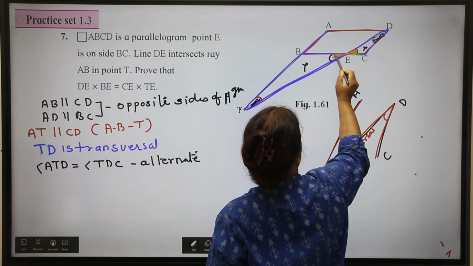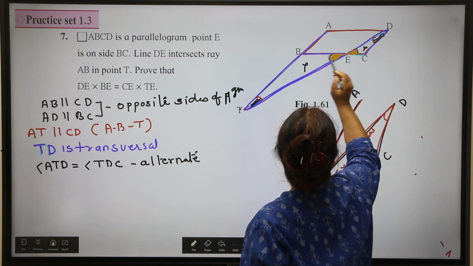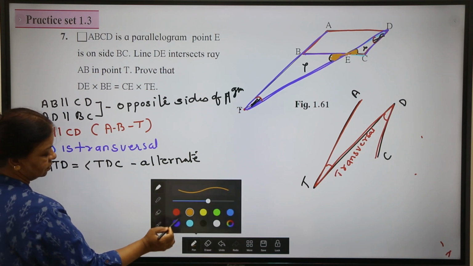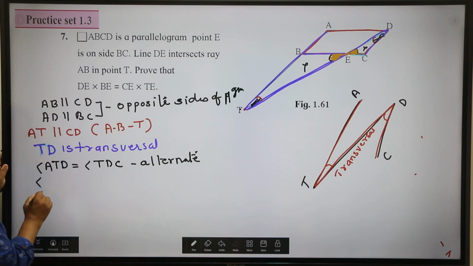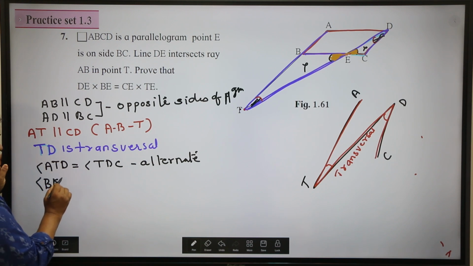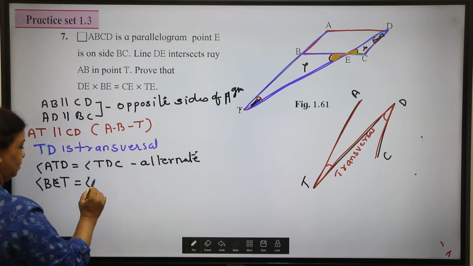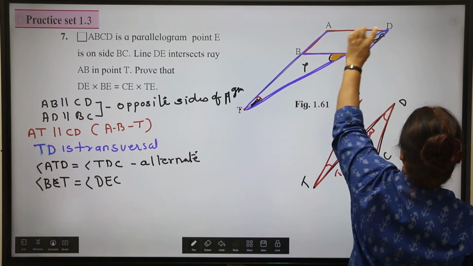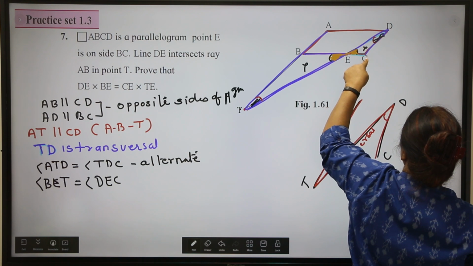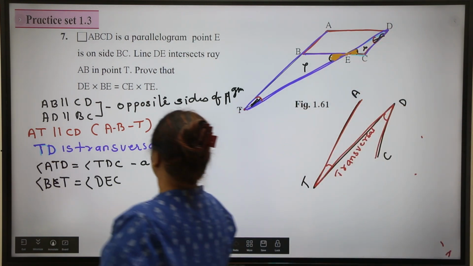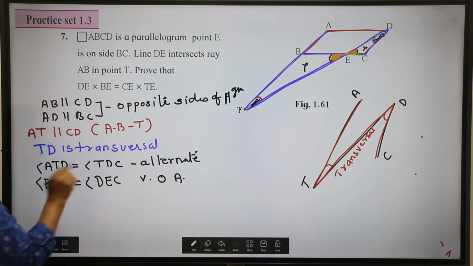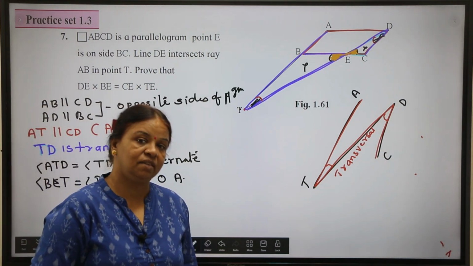This angle is equal to this angle. So what is the name of this angle? BET. Angle BET is equal to angle DEC. E should come in the middle. Either you can start from DEC or you can say CED. Both will be right. These are which angles? Vertically opposite angles. So two angles are enough for proving any two triangles similar.